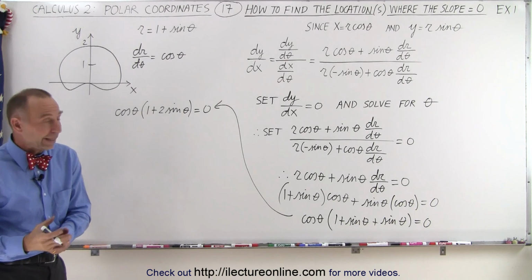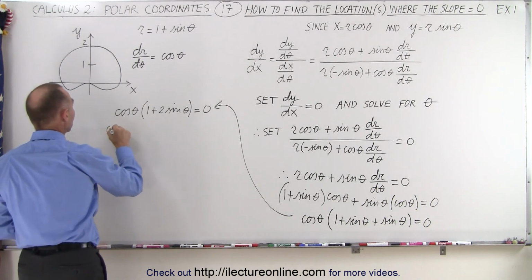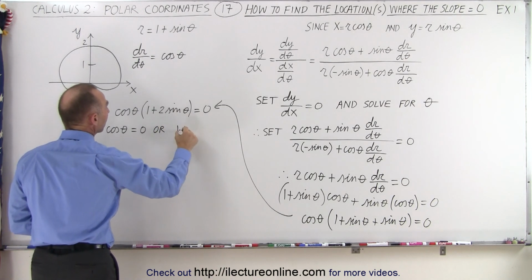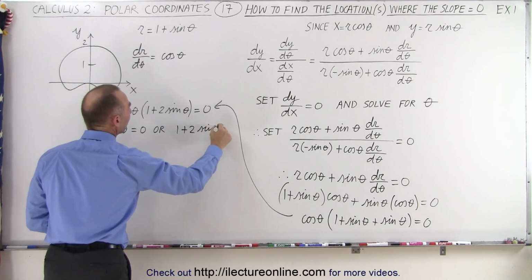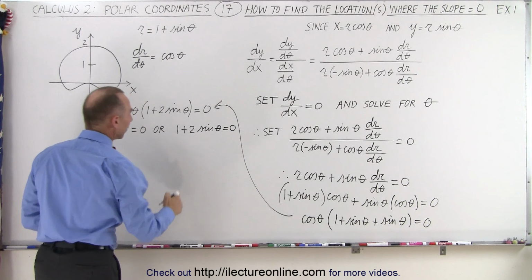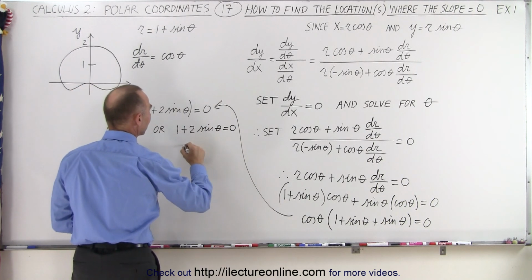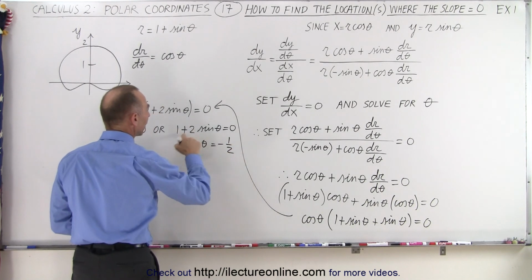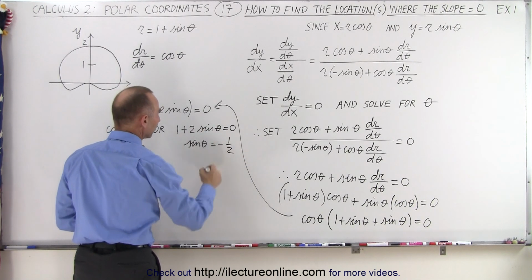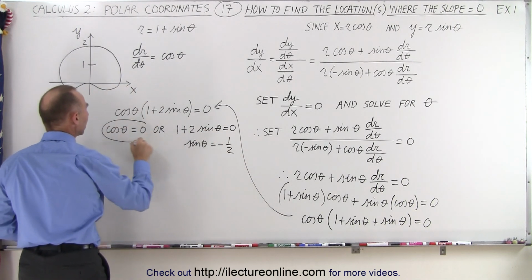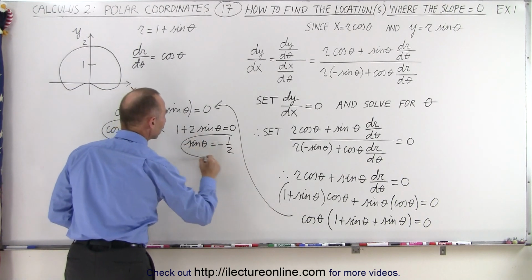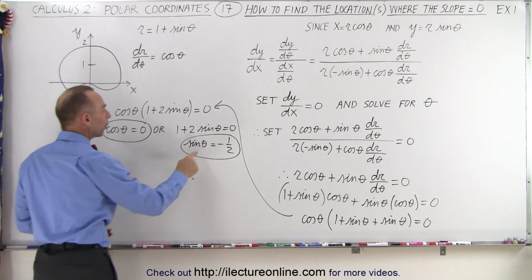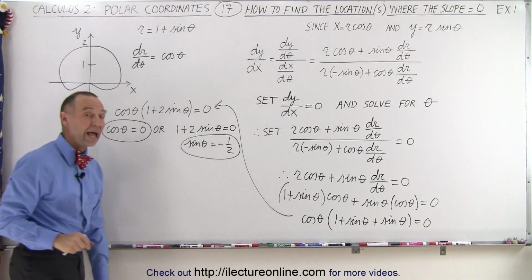Since we have a product equal to 0, that means that either the cosine of theta must equal 0 or 1 plus 2 times the sine of theta must equal 0. And if we solve this for sine of theta, we can say that the sine of theta is equal to minus 1/2, bringing the 1 across, it becomes minus 1, divide both sides by 2. So now we know that we have the conditions that the slope will be equal to 0 when the cosine of theta is equal to 0 or the sine of theta is equal to minus 1/2.